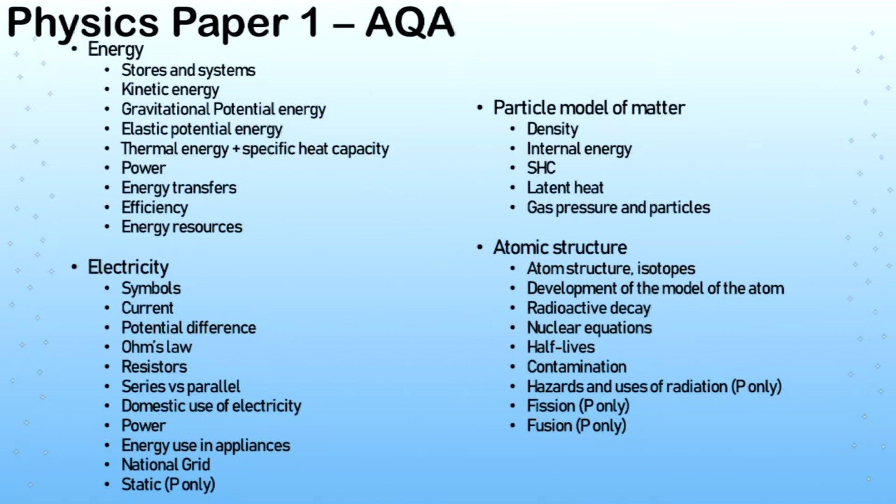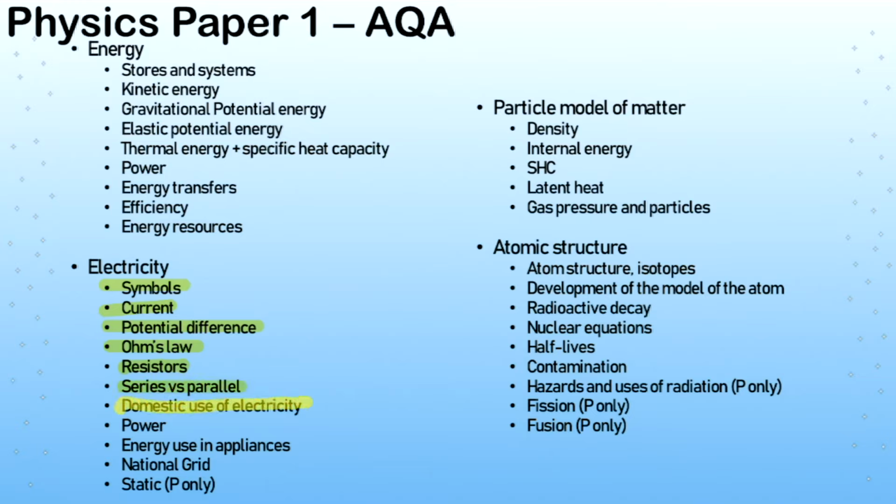Today we're going to be looking at the topic of electricity from Physics Paper 1 in AQA. So we're going to look at the symbols, we'll look at how current works and the definition of it, we'll look at potential difference, and how they fit together in something called Ohm's law. We'll then explore how resistors work, looking at current and voltage in series and parallel.